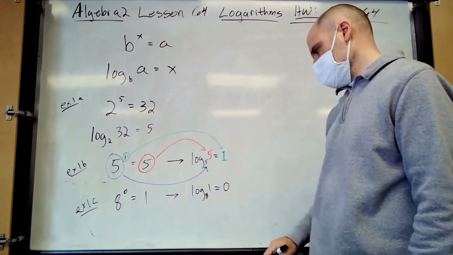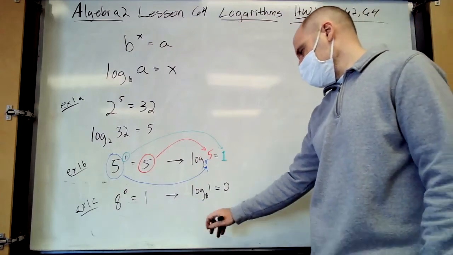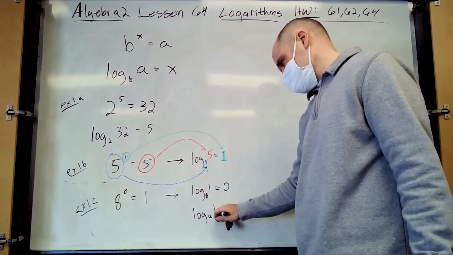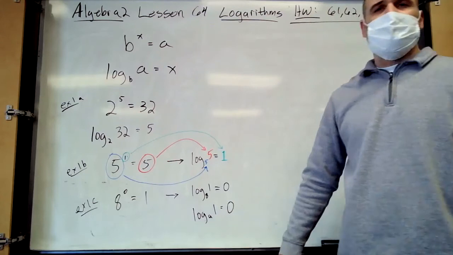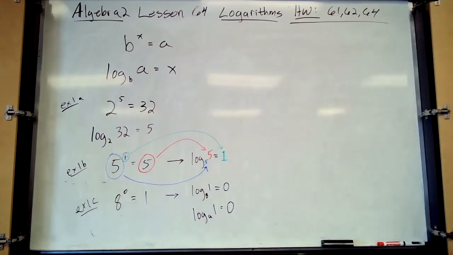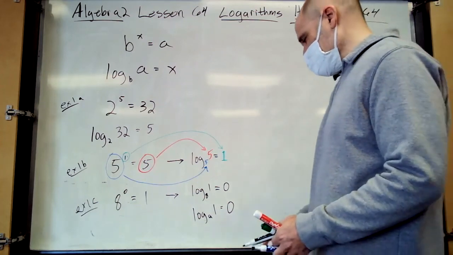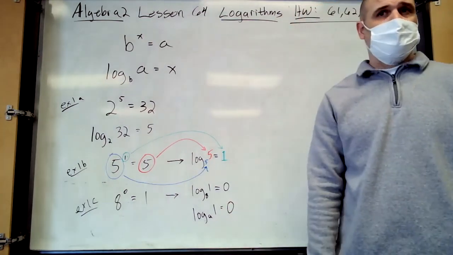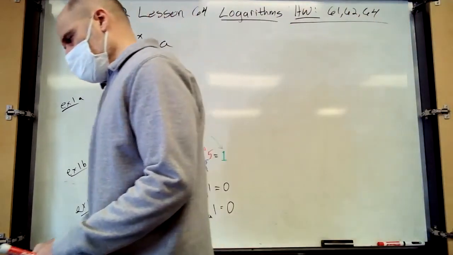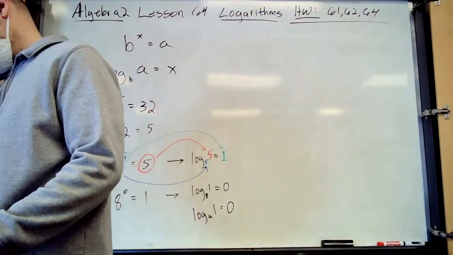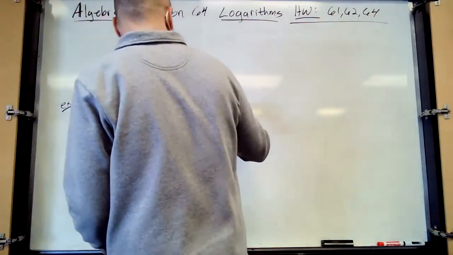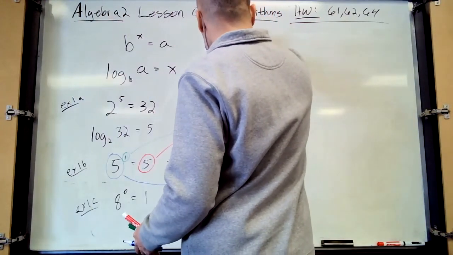Yep. So really, at this point, you could say log base anything of 1 is 0. Log base anything of 1 equals 0. So what exponent do you apply to any number to get 1? 0. Okay? All right. Doing all right? Okay. And it works with negative numbers too. I'll just do this one real quick. Example 1d.